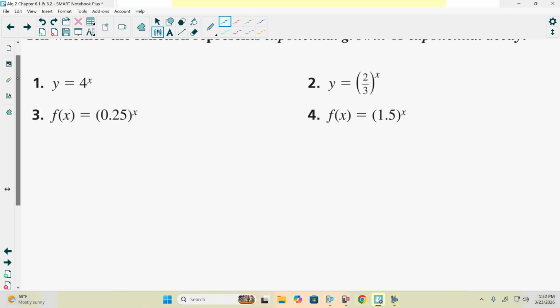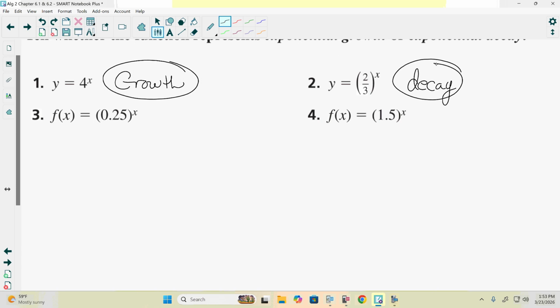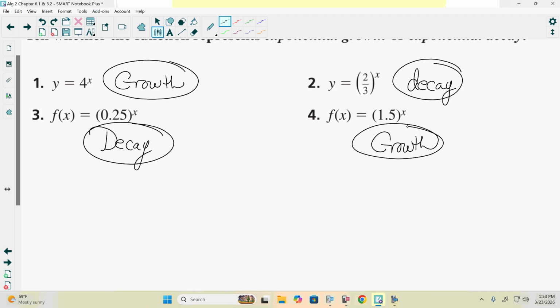Next 4, we're just going to say growth or decay. We're not going to worry about evaluating these or plugging them in. We're just going to go through them. Number 1, y equals 4 to the x would indeed be growth, because 4 is greater than 1. 2/3 to the x would be decay. 0.25 would be decay, because 0.25 is less than 1, greater than 0. And 1.5 is greater than 1, so it would be growth. Questions on 1 through 4?